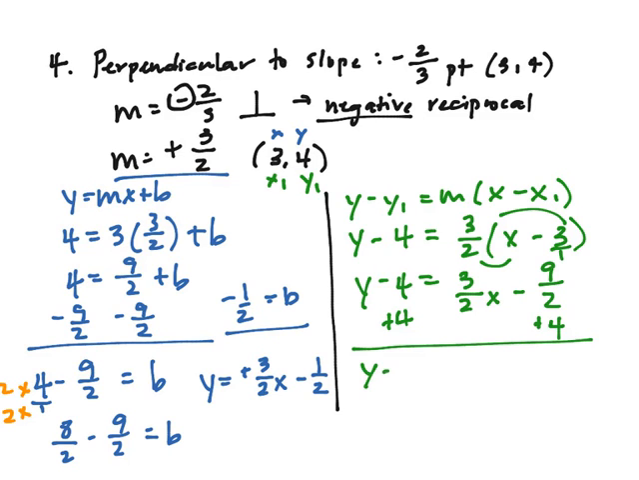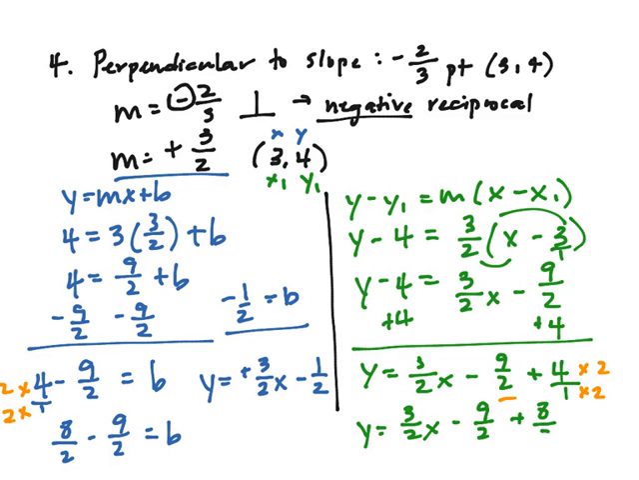So I end up with y equals 3/2 x minus 9/2 plus 4. And then we're going to make 4/1 into an improper fraction. We need the denominator of 2, so that means I need to multiply the denominator by 2 and the numerator by 2, so that ends up as y equals 3/2 x minus 9/2 plus 8/2, and so my final answer is y equals 3/2 x minus 1/2.